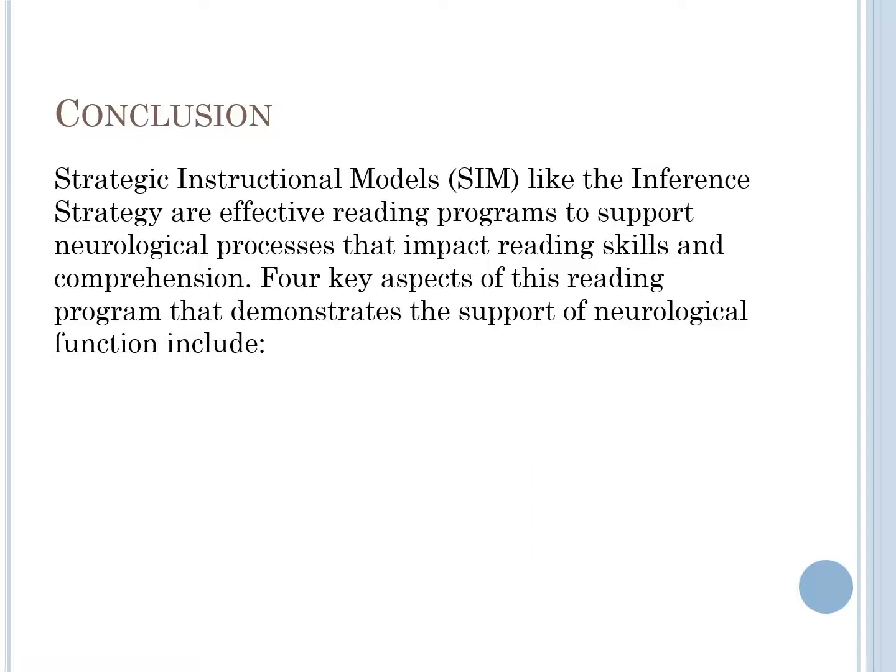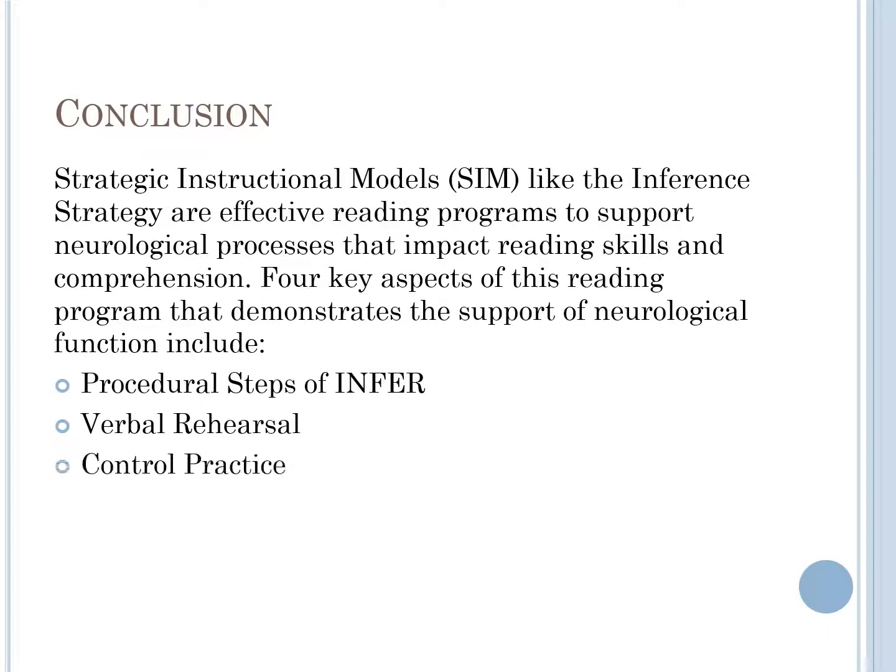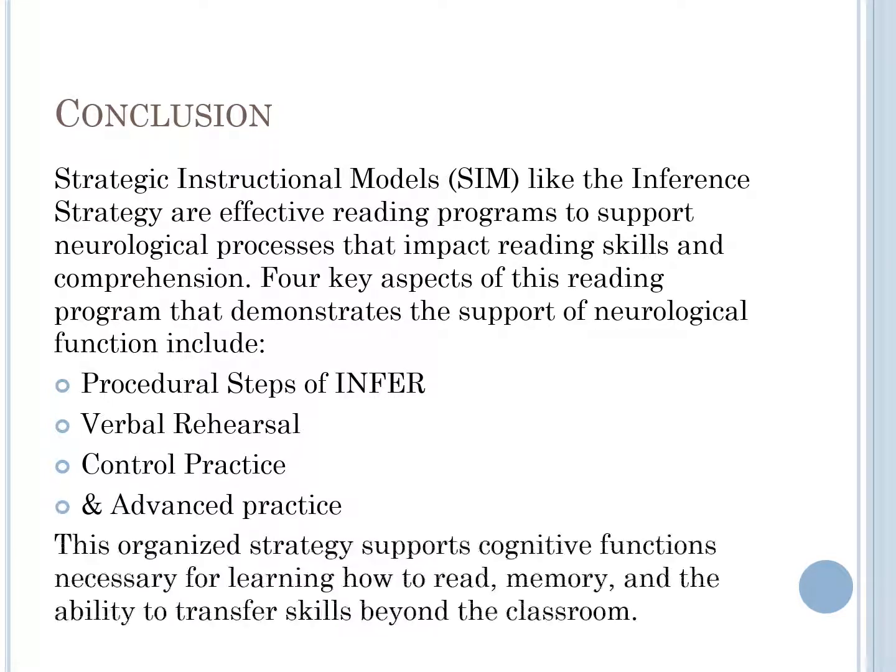To conclude, the strategic instructional model, like the INFER strategy, is an effective reading program to support neurological processes that impact reading skills and comprehension. Four key aspects of this reading program that demonstrate the support of neurological function include the procedural steps of INFER, verbal rehearsal, the controlled practice, and advanced practice. This organized strategy supports cognitive function necessary for learning how to read, for memory, and the ability to transfer skills beyond the classroom.